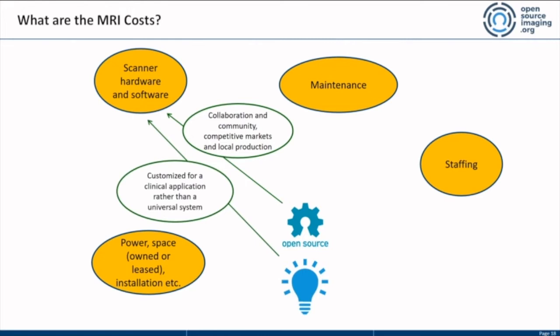Maybe by applying innovation, we don't think about a universal system for all purposes, but some dedicated systems for specific questions. Maybe a hospital or a clinic doesn't want a universal system, but just wants to focus on the head or extremities of the body. Or we can also think about children's MRI.